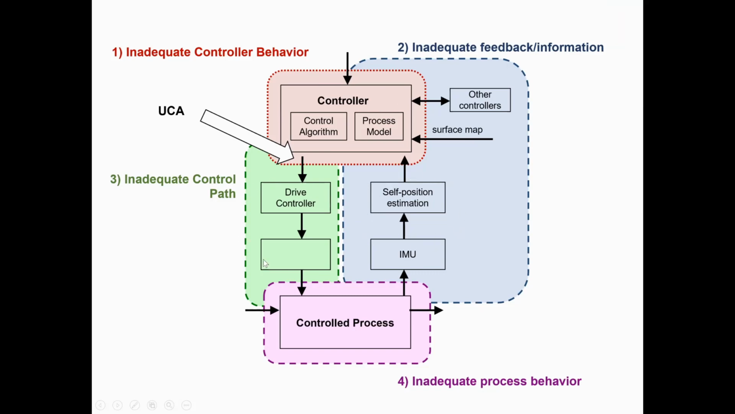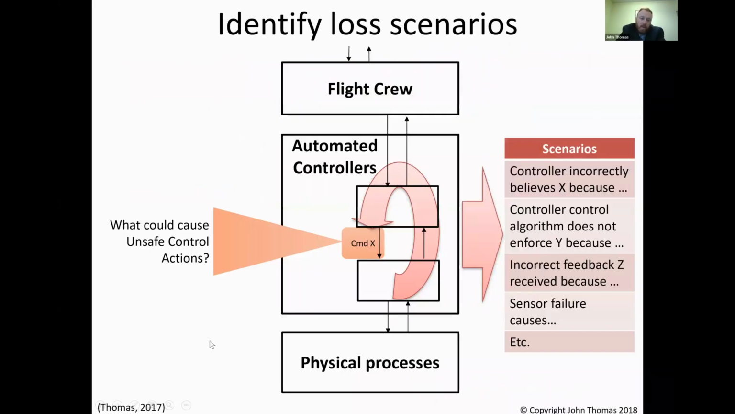To build these scenarios, we can do this for the control path. Say the output was correct, but it didn't work. It's as if we had an unsafe control action because it didn't work. Something went wrong through the control path. We can derive these scenarios, case 4, for inadequate process behavior. So here's a way to think about that.